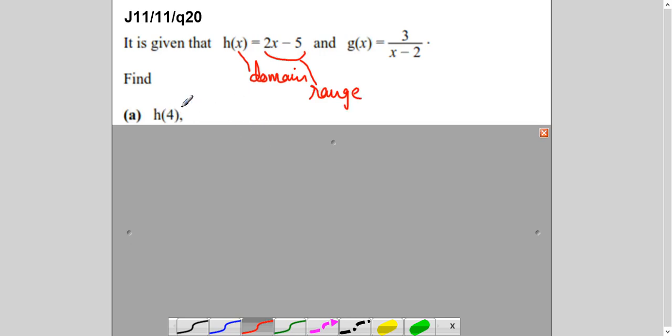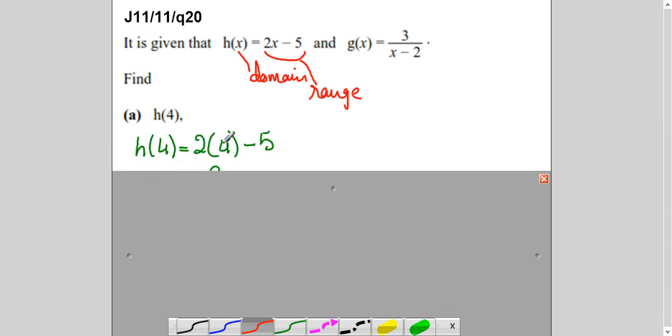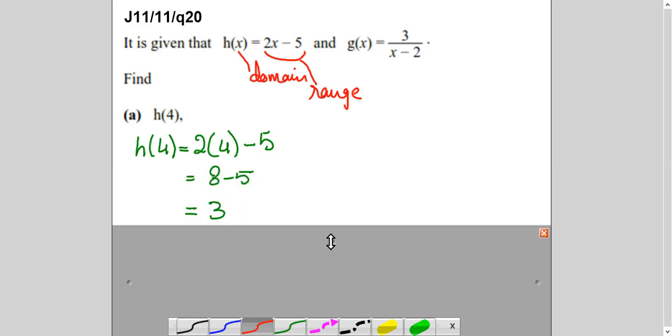So h of 4 means, in this function, because the name of this function is h, in place of x write down 4. So it will become 2 multiplied by 4 minus 5. In place of x, this means 2 multiplied by x. So 2 multiplied by 4 minus 5 gives you the answer 3. So this is h of 4.